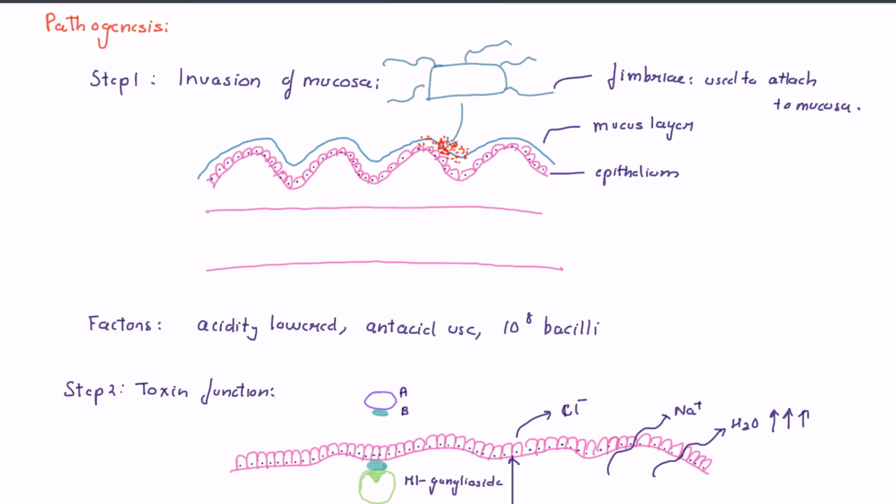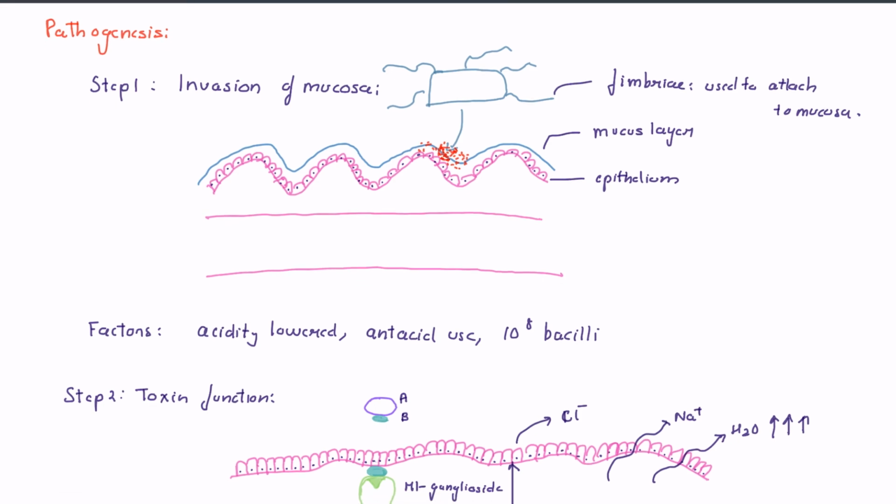Next, we will see the pathogenesis. First, when you eat, 10 to the power 8 bacilli enter your stomach, and when does it enter? It's when your acidity is lowered. When is it lowered? When you use antacids or when there is hypochlorhydria. Because when there is extra acid, obviously a bacteria can't thrive there, except Helicobacter pylori, which causes peptic ulcer disease. But here we are discussing cholera.